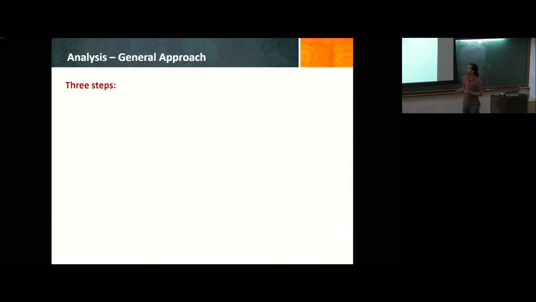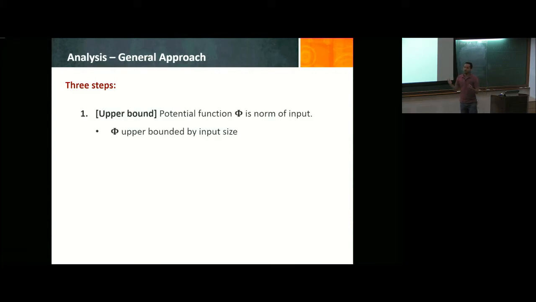Okay, and it involves invariant theory. So first, we define a potential function to say that this is going to converge if some potential function cannot decrease infinitely. And what is this potential function? It is the norm of my input.